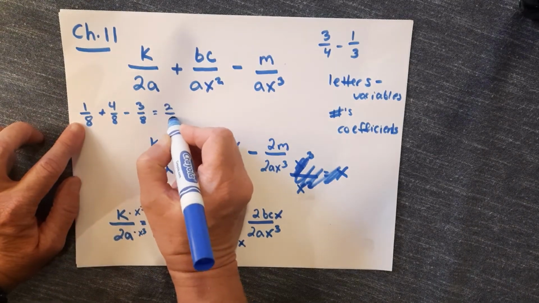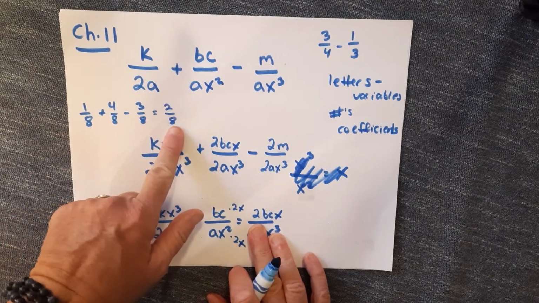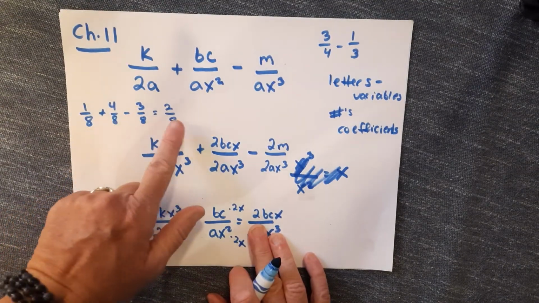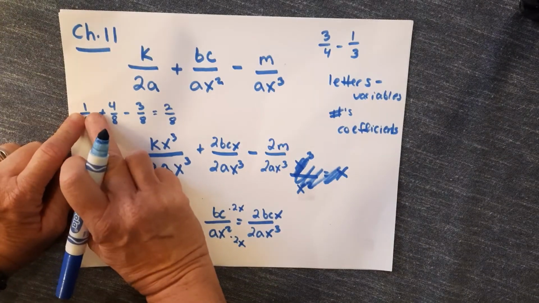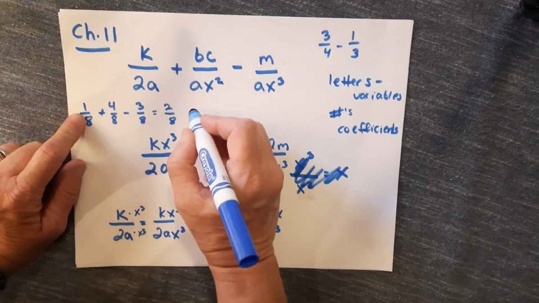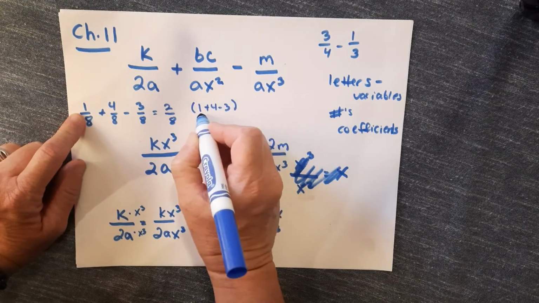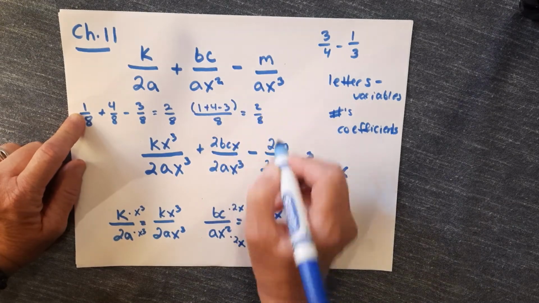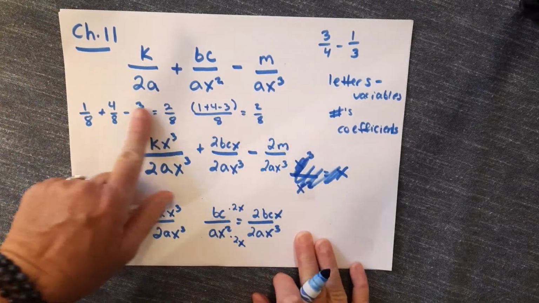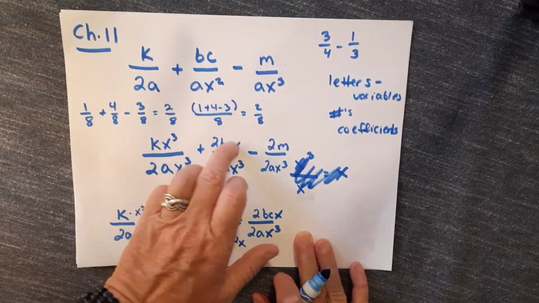So notice in this problem, the denominators all stayed the same. That's why you find a common denominator. And then you simply add and subtract the numerators. We did 1 plus 4 minus 3 all over 8, which gave us 2/8. That's how you would do it with numbers. So that's the same thing that we're going to do with our variables.